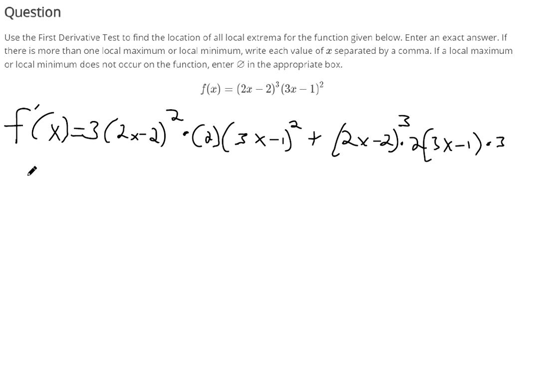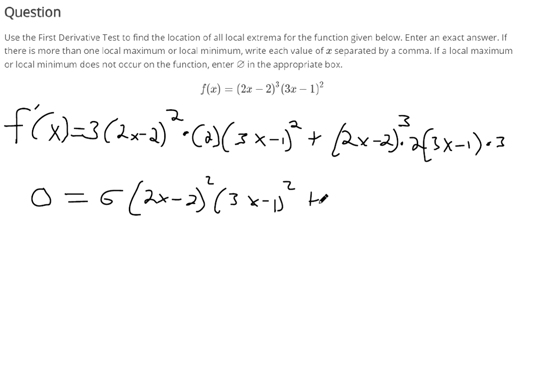There we go. So when we want to try to find local max, local min, we find critical points, and then we test those critical points. Critical points occur where the derivative equals 0. So I want to set this derivative equal to 0. So 3 times 2 makes 6. And then this big term over here also has a coefficient of 6.